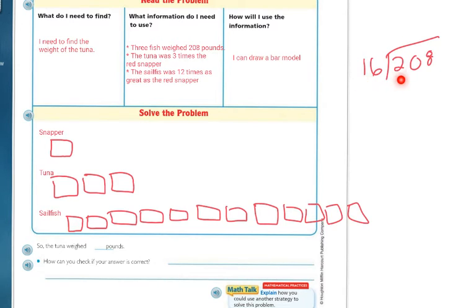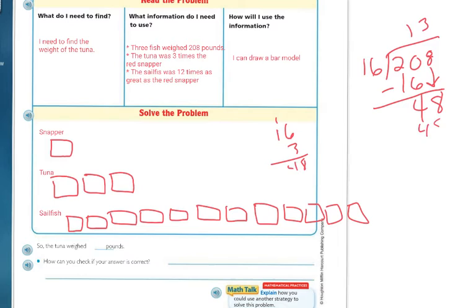So now I have 16 going into 208. 16 can't go into 2, but it can go into 20. 16 goes into 20 one time. 16 times 1 is 16. I subtract 16 from 20, which is 4. Then I'm going to bring down my 8. 16 goes into 48 3 times. And then you're going to do 16 times 3. It comes out equal to 48. Subtract, I get nothing left over.